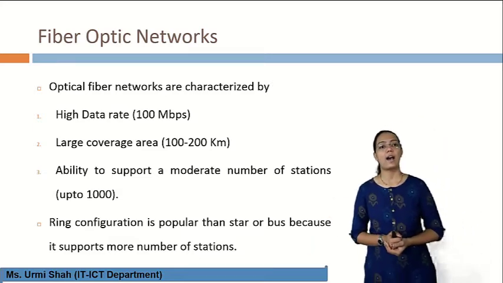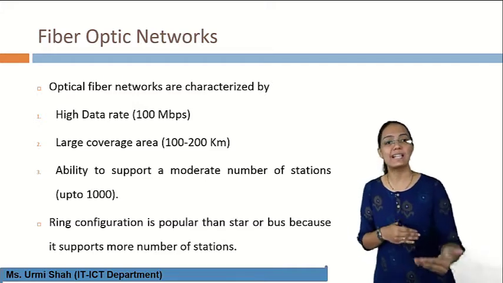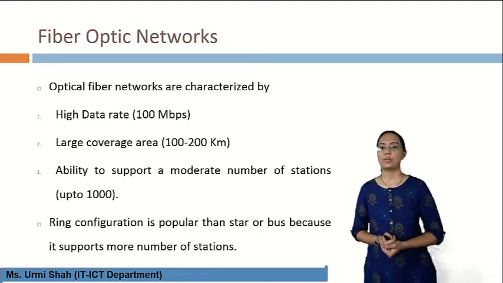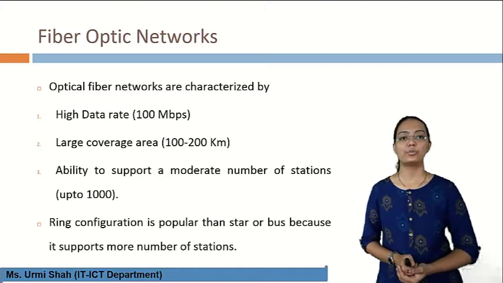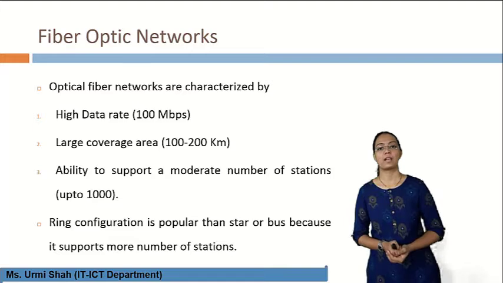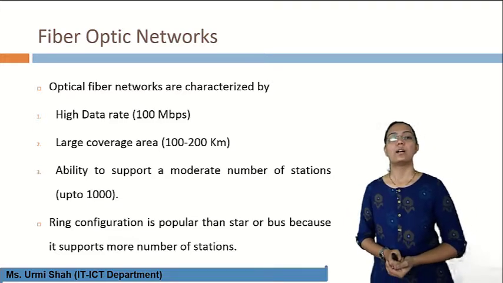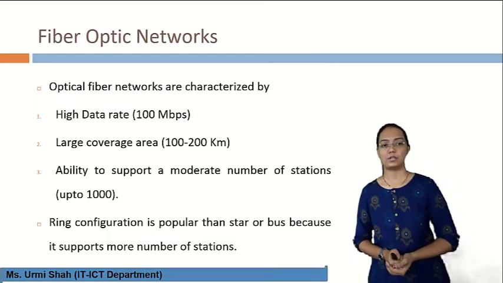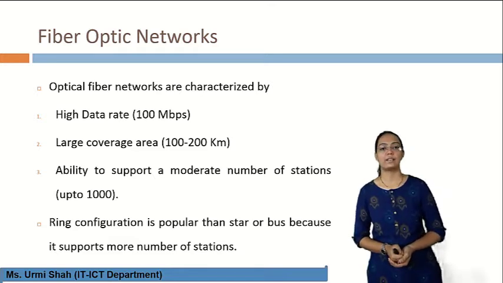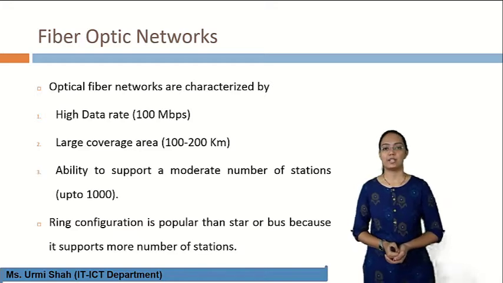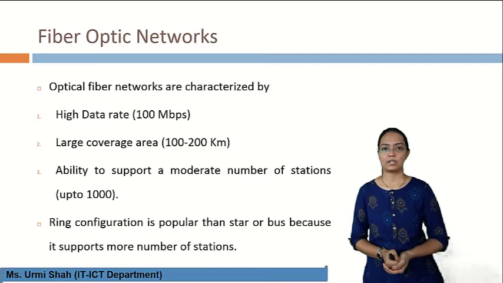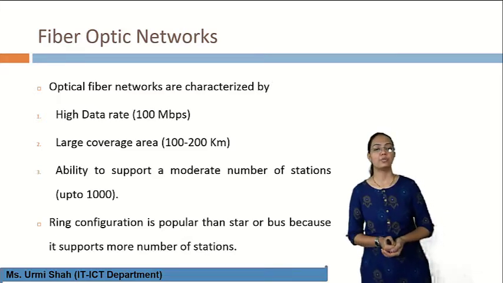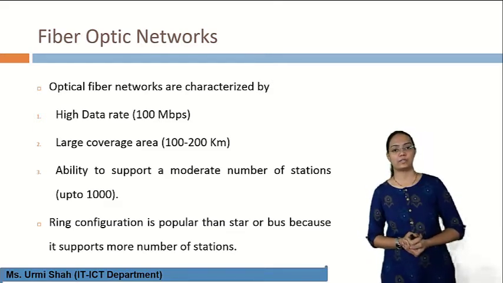The first feature is high data rate. The application of optical fiber itself says that it should offer a higher data rate, around 100 Mbps. Secondly, it should offer a large coverage area, having 100 to 200 km coverage of distance. The third point is the ability to support a moderate number of stations, up to 1000. Basically, optical fiber networks are characterized by high data rate, large coverage area, and ability to support a moderate number of stations, that is 100 Mbps, 100 to 200 km and up to 1000 stations. So these are the few characteristics and features of fiber optic networks.